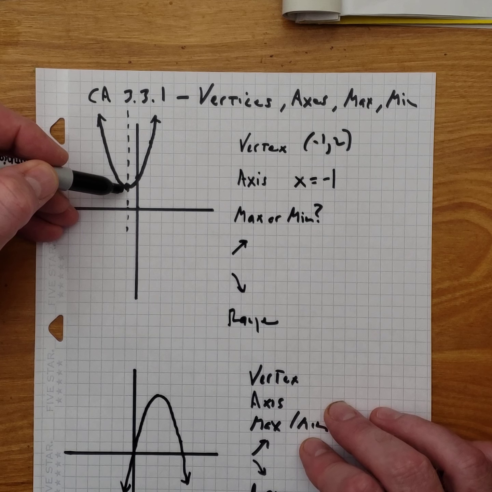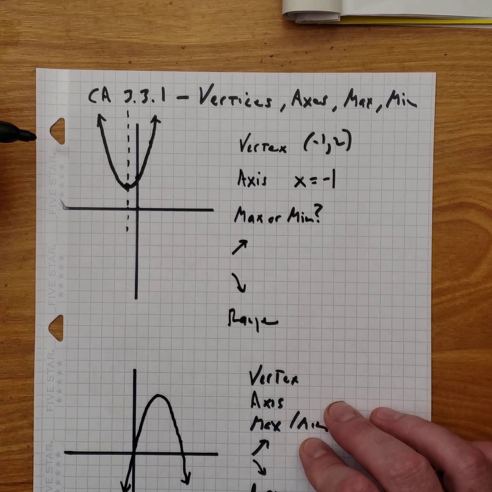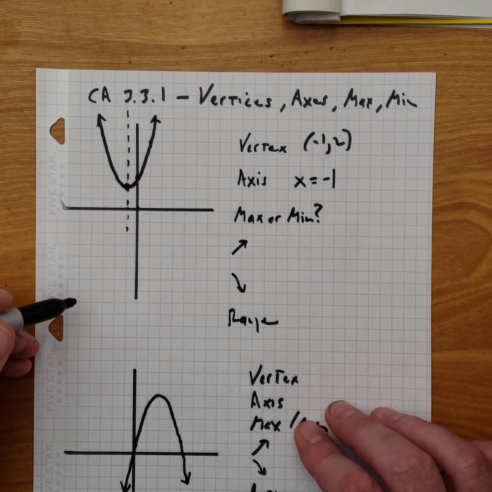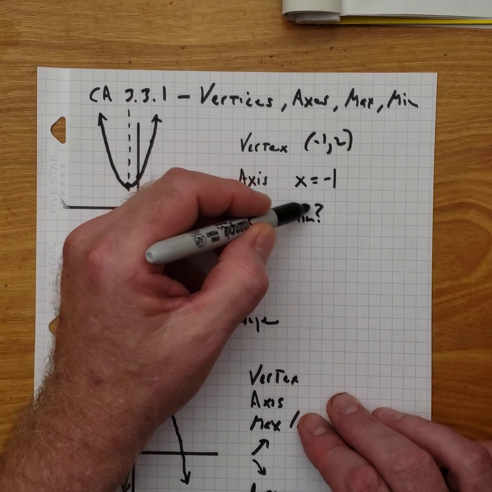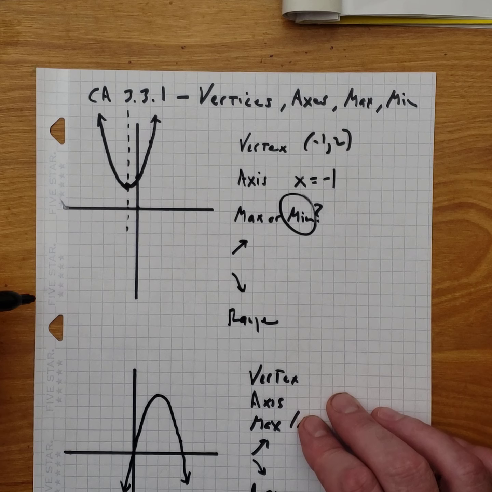Is that point a maximum or a minimum? Is that the highest point on the graph or the lowest point on the graph? I can't believe I just asked that in a college level class. Obviously, that's the lowest point, so it is a minimum.